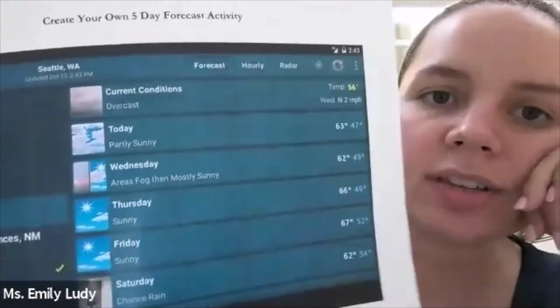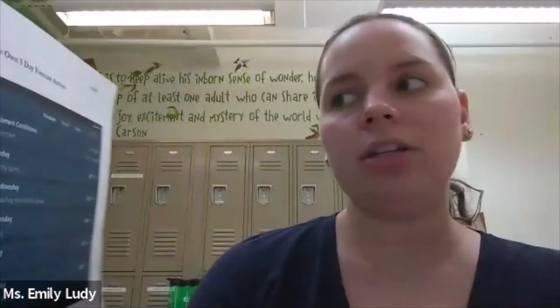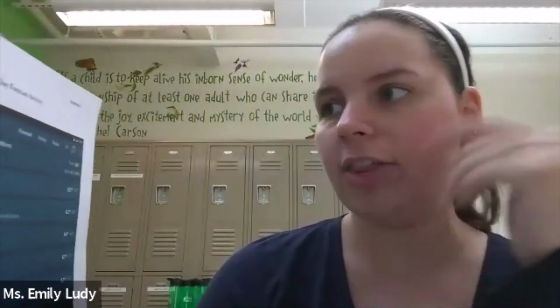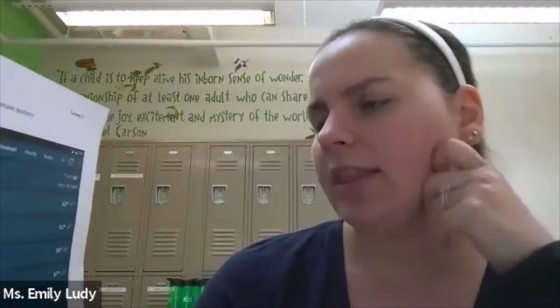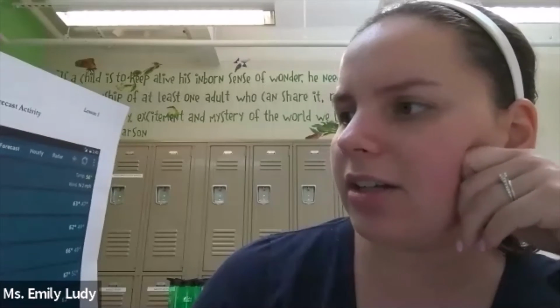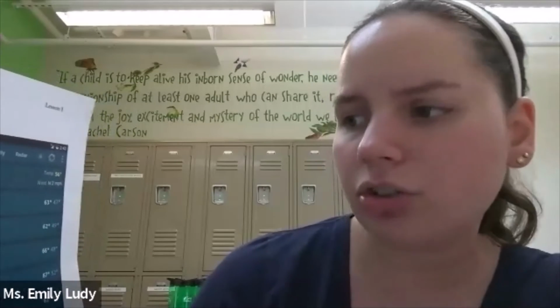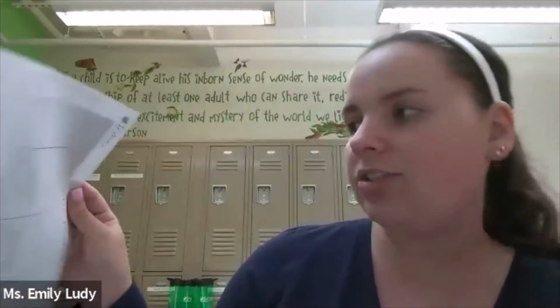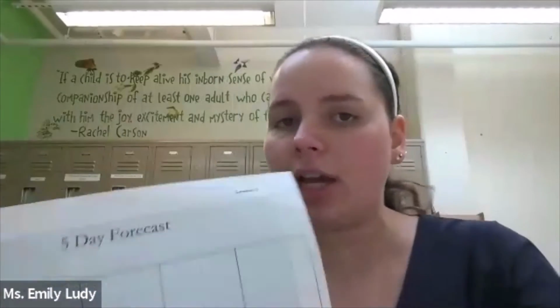This gives you an example showing the different weather conditions. For example, it says the current condition is overcast, meaning there are tons of clouds. The next day it says partly sunny. Next day, areas of fog. The next 2 days, it's sunny. Saturday, chance of rain.